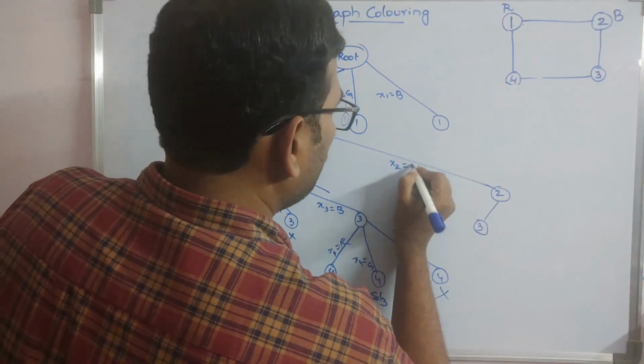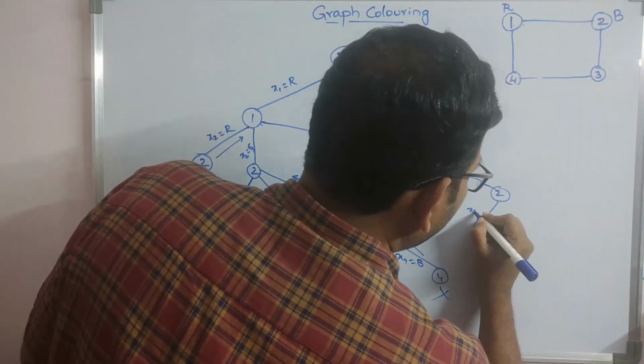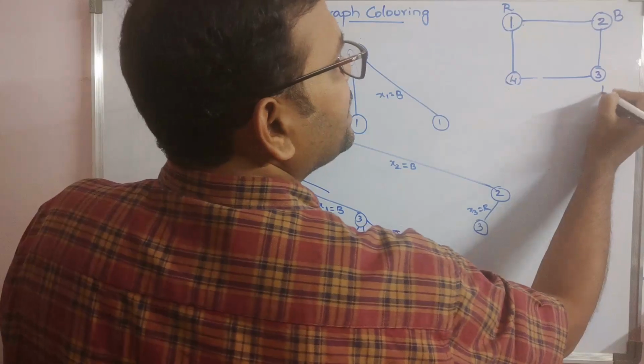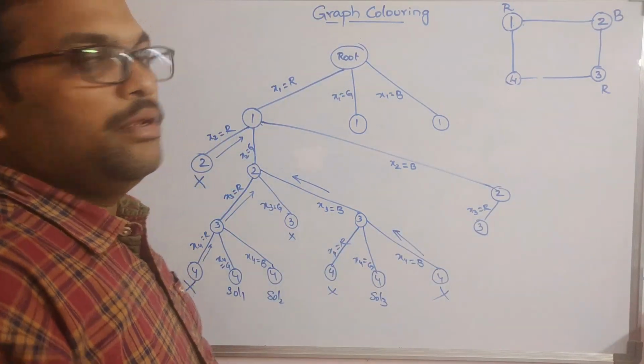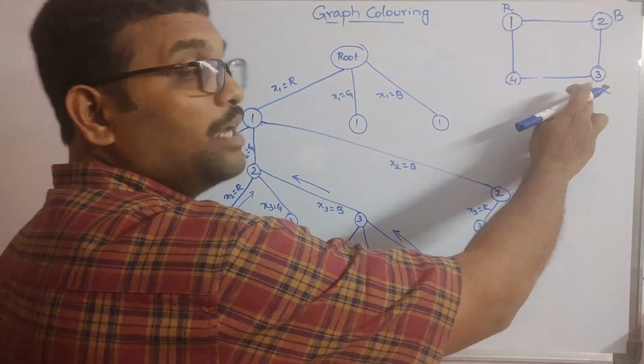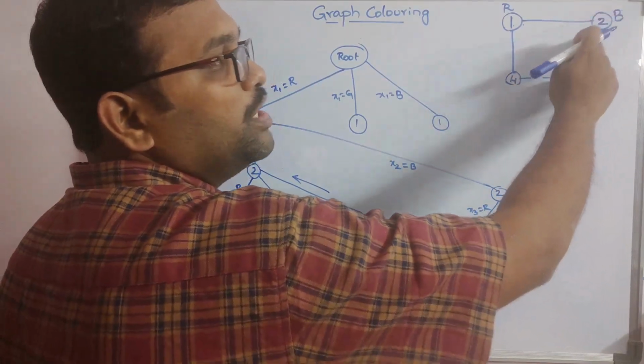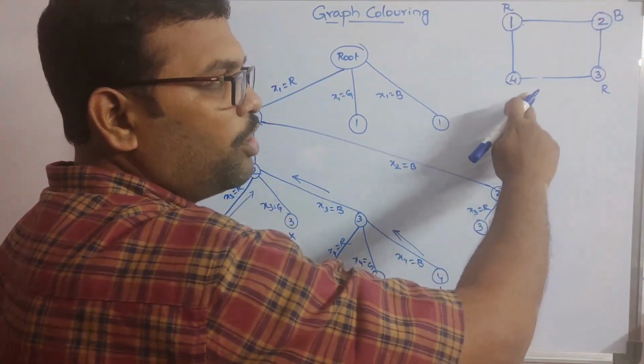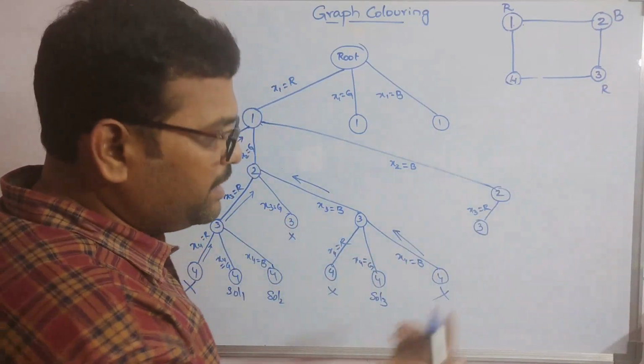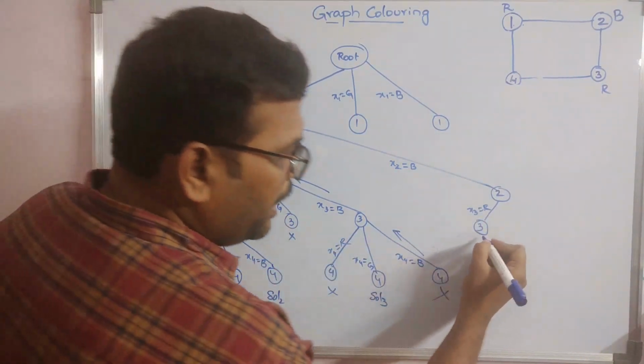So x2 is equal to blue, and here x3 is equal to R. Is it possible? The third region has 2 adjacent nodes, 4 and 2. 2 is filled with blue and 4 was not visited, so 3 can be filled with red. Yes, it is possible.